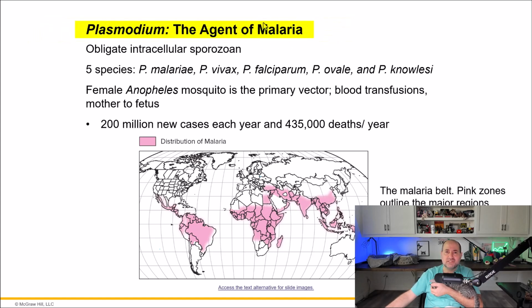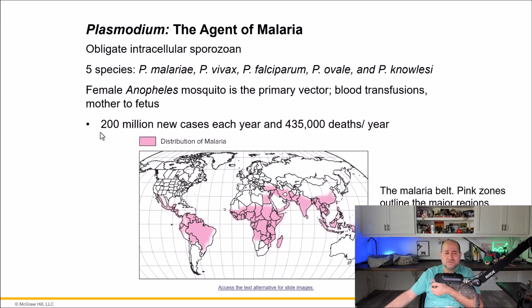You've heard of malaria, right? The disease. It's caused by Plasmodium. It's an obligate intracellular sporozoan. There are 5 species: Plasmodium malariae, Plasmodium vivax, Plasmodium falciparum, Plasmodium ovale, and Plasmodium knowlesi. It's the female Anopheles mosquito that is the primary vector. You can also pick up these Plasmodium via blood transfusions and even mother to fetus.